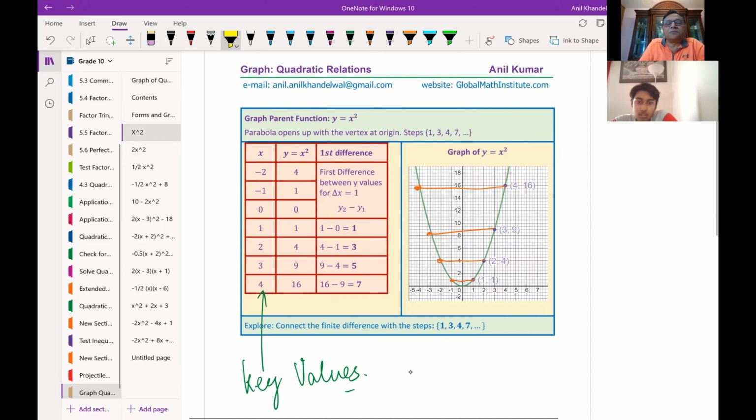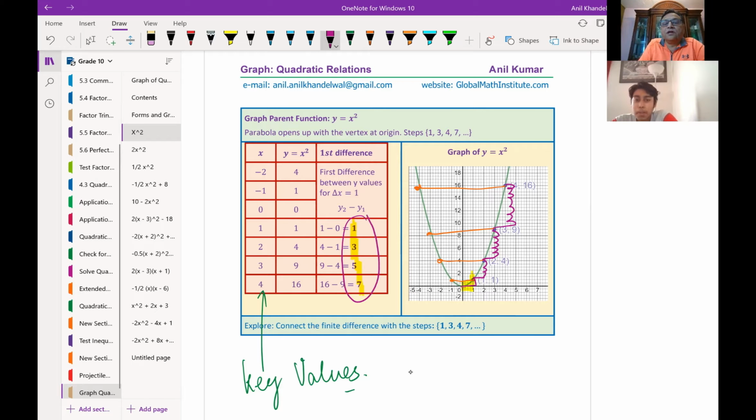Let me just show you this. The first difference is 1, 3, 5, 7 earlier, right, from the vertex? Yes, sir. 1, 3, 5, 7, that means this step is 1, and then we have 3: 1, 2, 3. Then we have 5 steps: 1, 2, 3, 4, 5. And then we have 7 steps: 1, 2, 3, 4, 5, 6, 7. You see that?